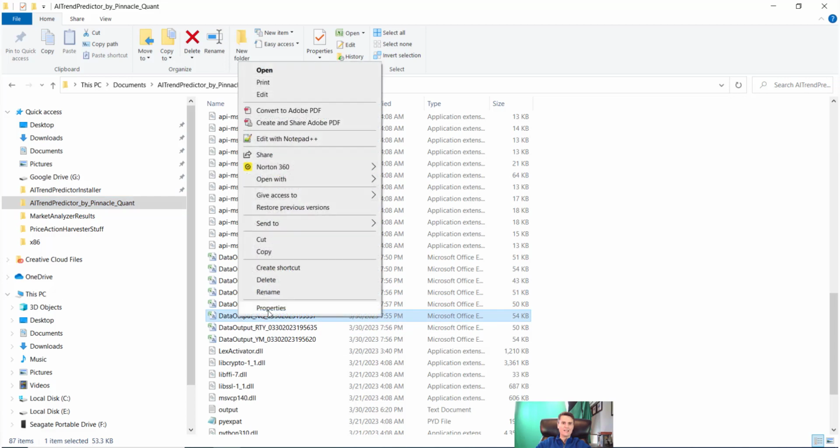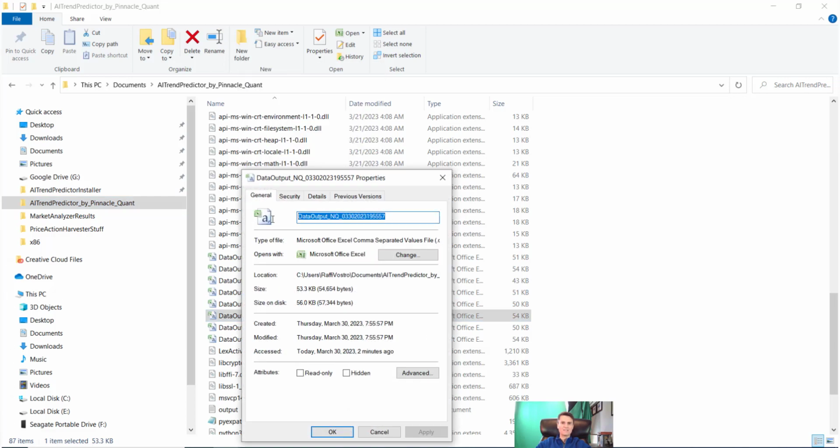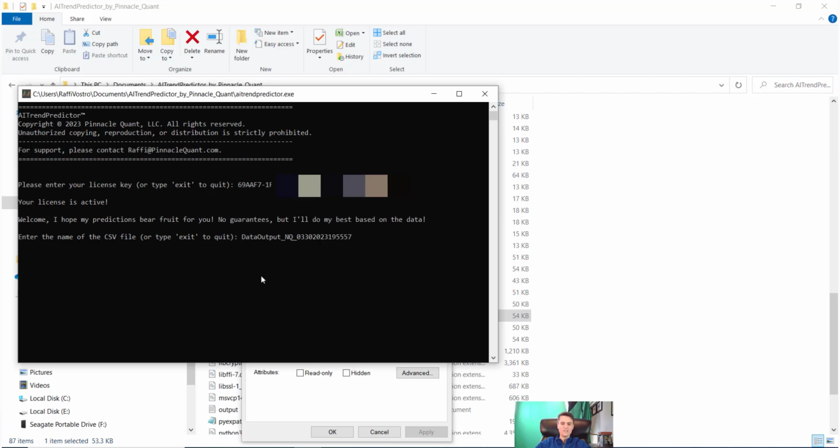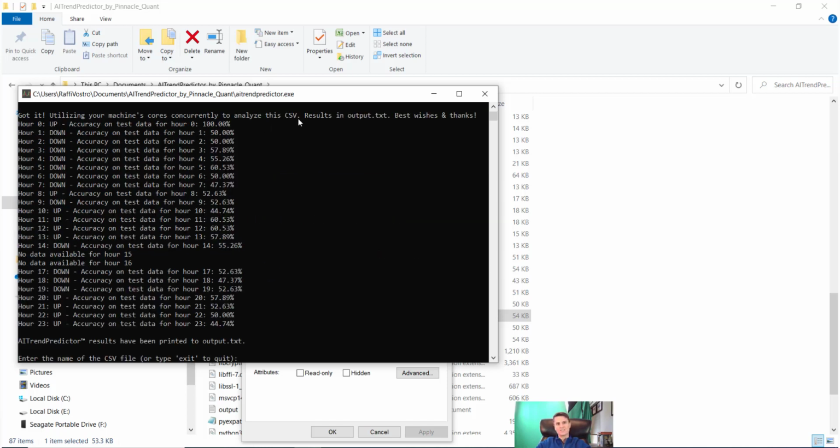I'm going to right-click that, left-click Properties. That's the file name. Control-C. I'm going to come here, Control-V, write the extension, .csv. Hit enter. Got it. Utilizing your machine's cores concurrently to analyze the CSV. Results in output.txt. Best wishes and thanks.